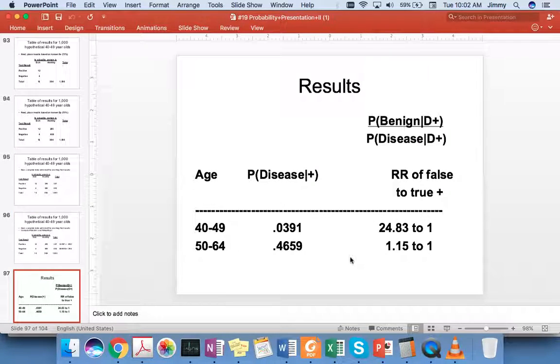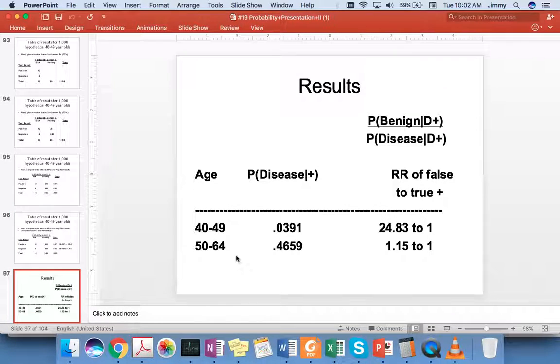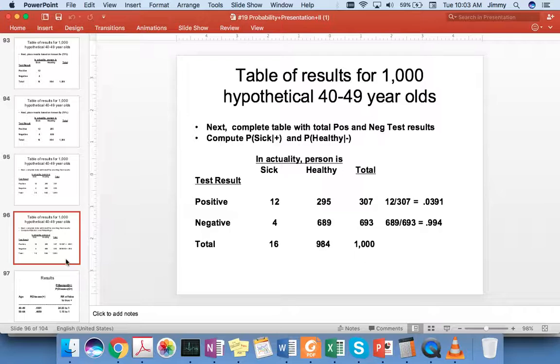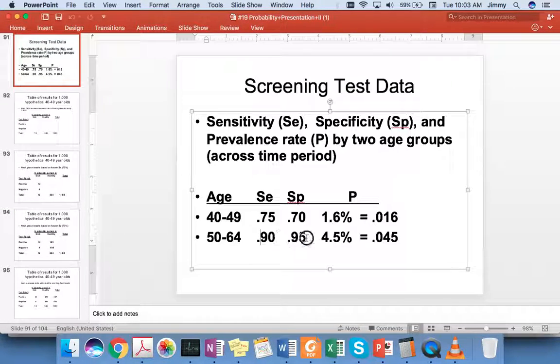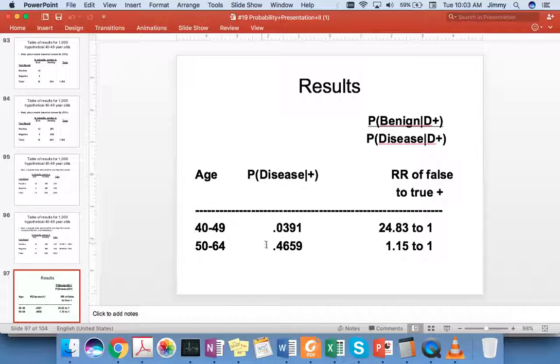Does it? Oh, we didn't calculate it for 50 to 64. That would be recreating the same table, which is good practice if you would like to do a work problem and see if you can get this result. Recreating that same table with the details from this group, with these different rates, will lead you to the comparison solution for this.